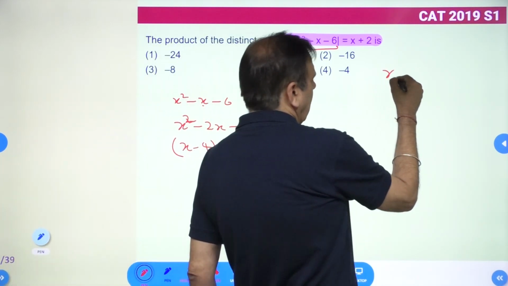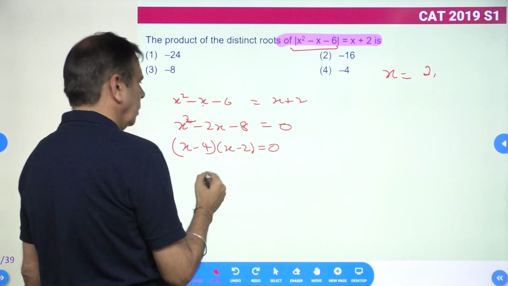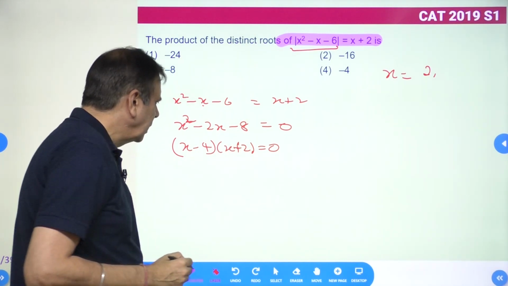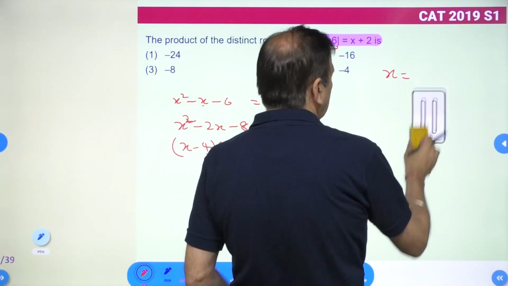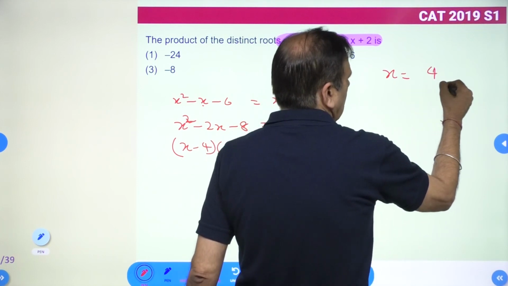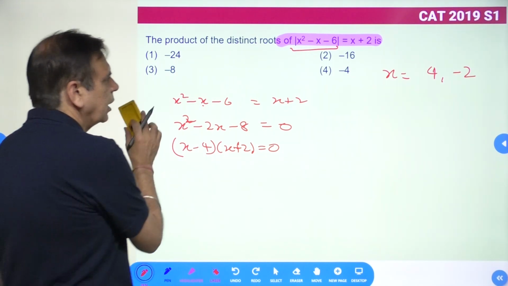So x minus 4 into x plus 2. I wrote it wrong, yes. X minus 4 into x plus 2. So x can be either 4 or minus 2. Both are distinct roots. Okay, first case taken care of.